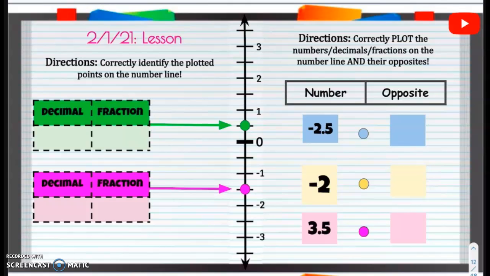Our lesson for today, we are going to correctly identify the plotted points on the number line. So right here we have 0, we have a space, and then we have 1. Well, what's going to be between 0 and 1? Between 0 and 1, a half or 0.5.